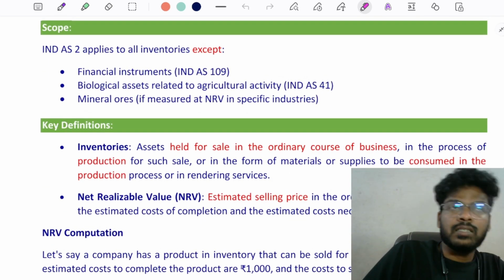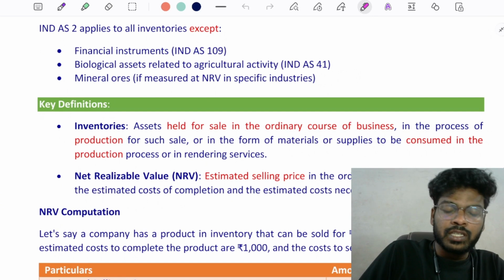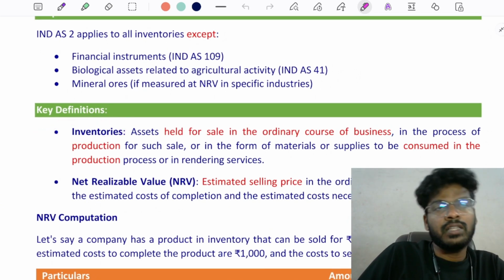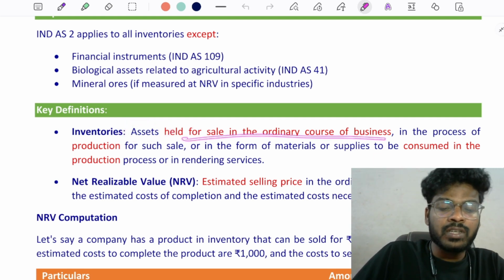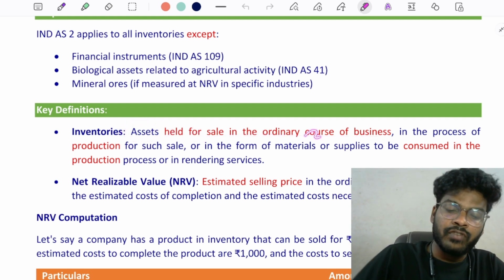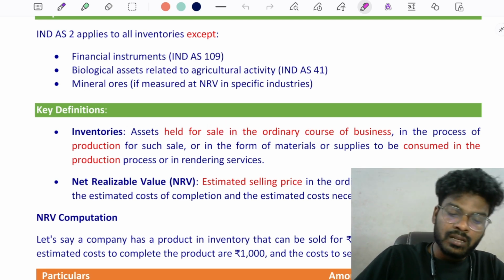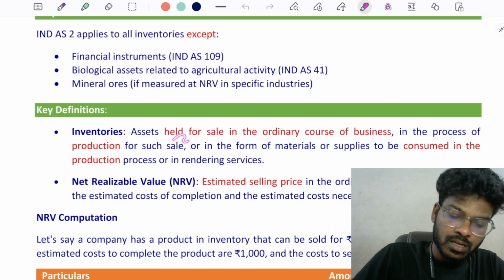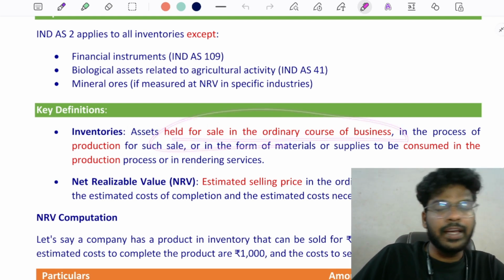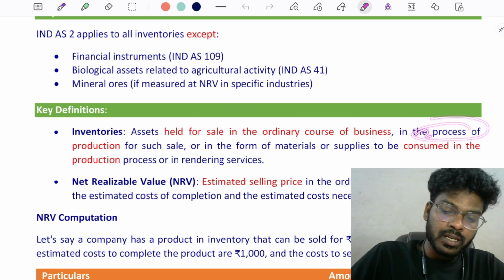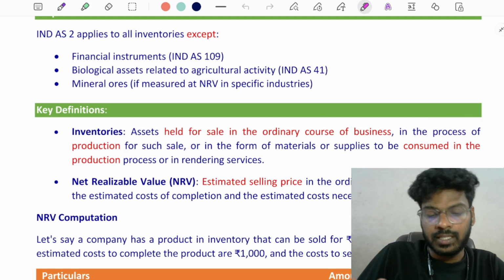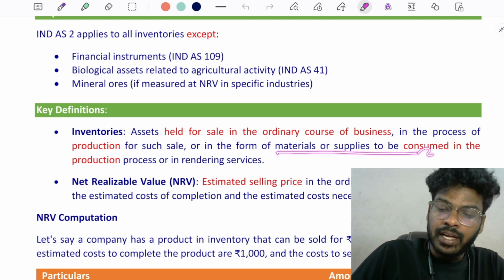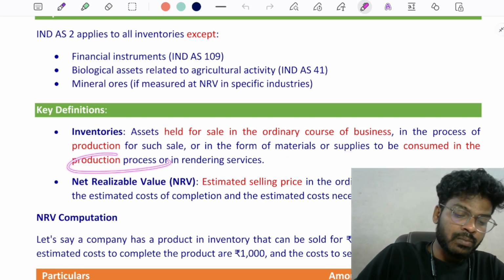Okay. Next is key definitions. Inventories. What is the definition of inventory? Inventory is an asset held for sale in the ordinary course of business. That is, if I am doing a retail business, I am having some inventories that will be valued as per Ind AS 2. Or assets in the process of production for such sale, or in the form of materials or supplies to be consumed in the production process.